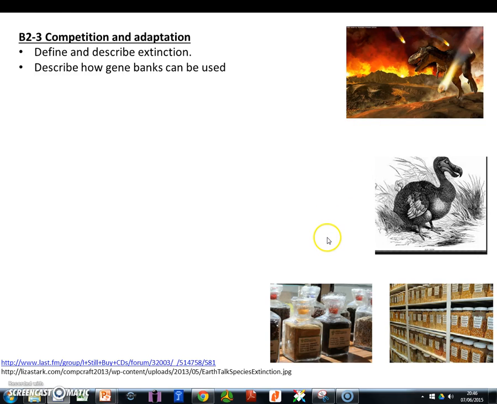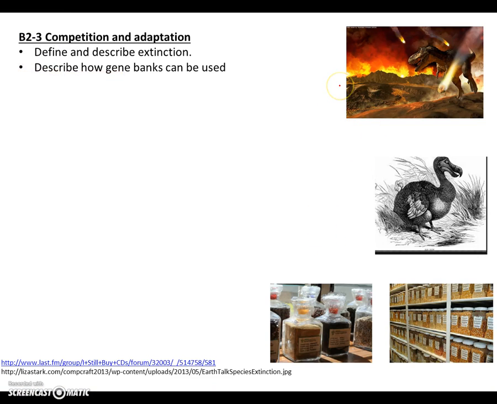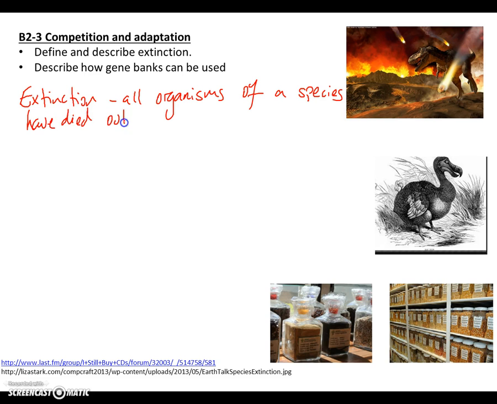So extinction: if all organisms within a particular species have died out, then the species becomes extinct. So all organisms of a species have died. Okay, and this can be caused by lots of different reasons, and it's just an extreme example of the reasons that generally lead to adaptation over time.